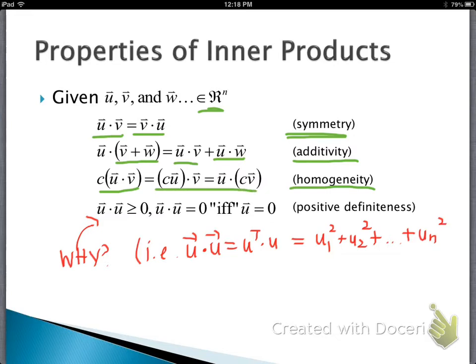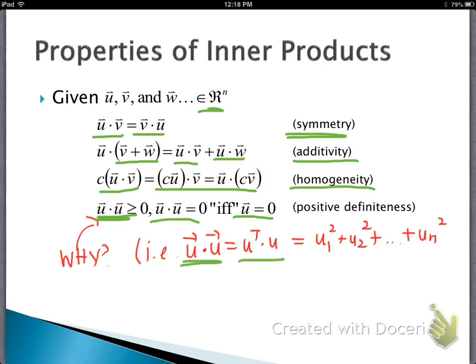And then positive definiteness, okay, don't worry about it. It's positive, right? So u dot u is greater than or equal to 0, and u dot u equals 0 if and only if u is equal to the zero vector, right? That makes sense. And so why do we have this property? Let's think about why u dot u is always non-negative.